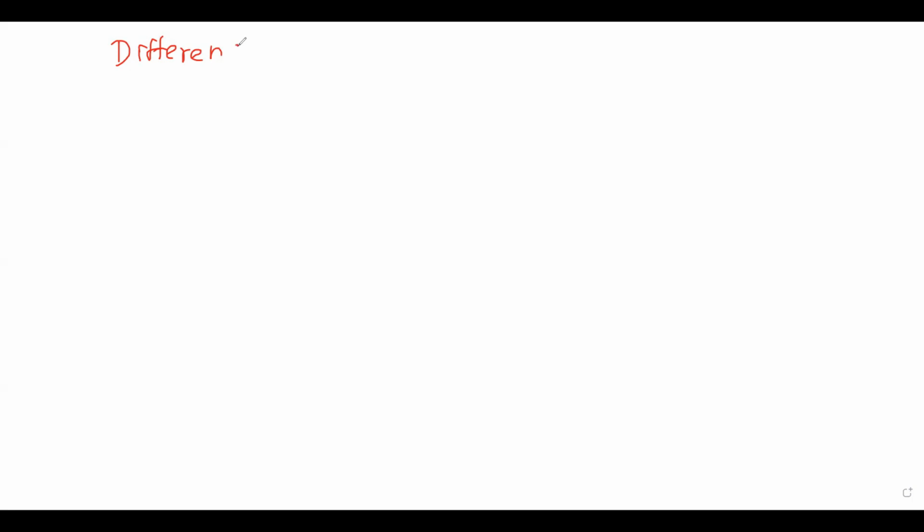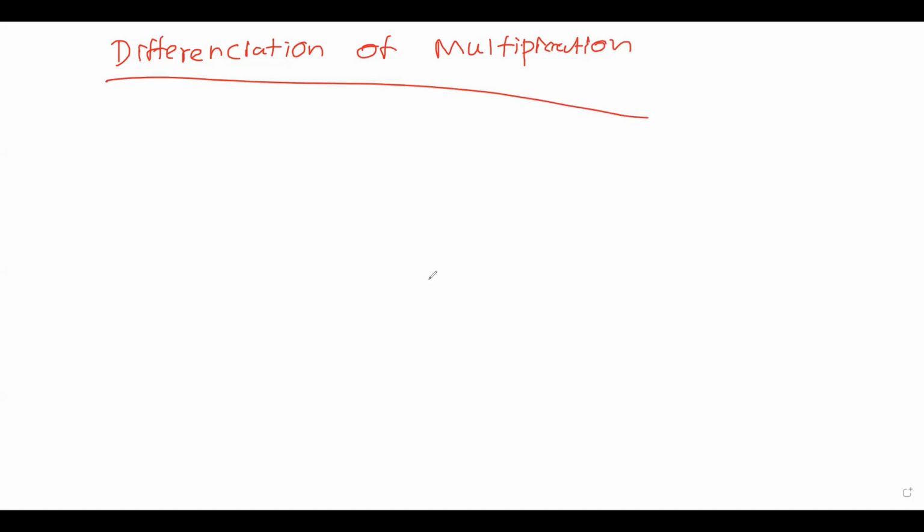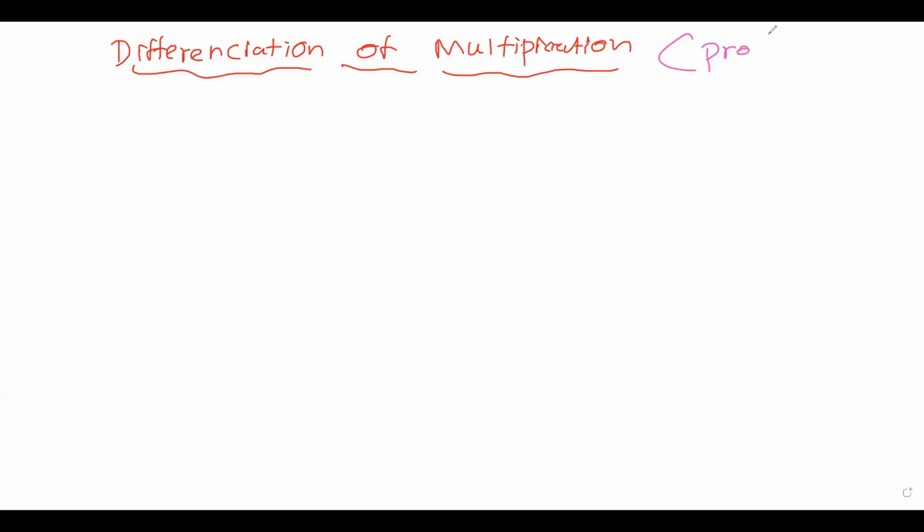So if I take differentiation of multiplication, how to do this one? Differentiation of the multiplication. Actually, we call this method the product rule.